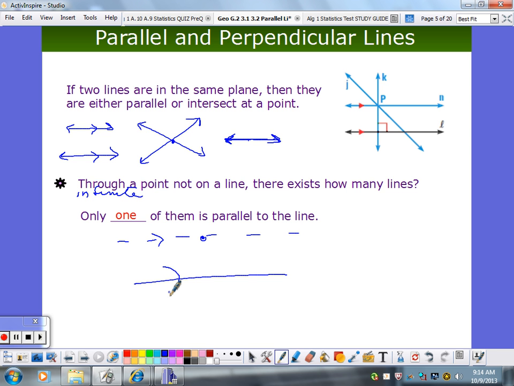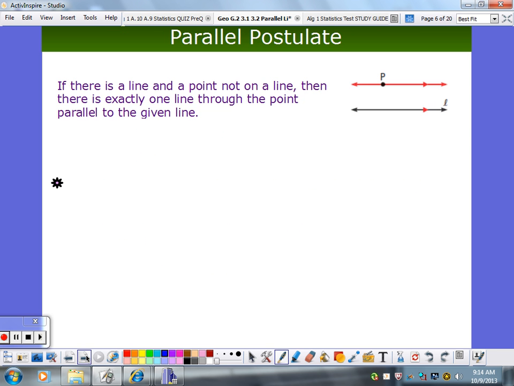And this is part of our parallel postulate. If there is a line and a point not on the line, then there's exactly one line through the point parallel to the given line. Parallel postulate. Postulate means I can't prove it, right? Now this is Euclid's fifth postulate. He wrote a book, Euclid's Elements. He had a lot of trouble with this one. He felt this is one that we should be able to prove, and it kind of upset him a little bit.